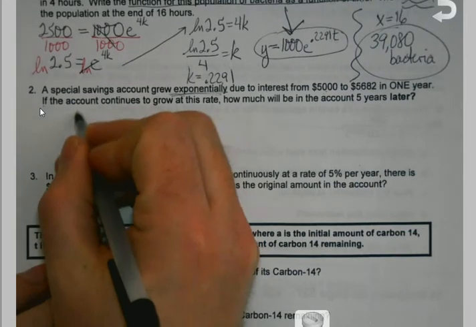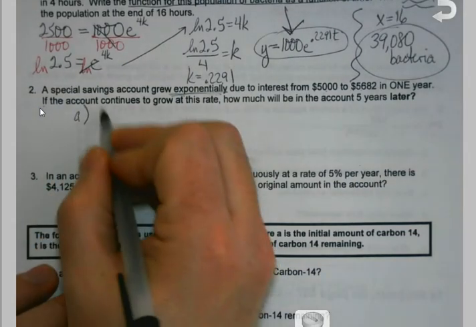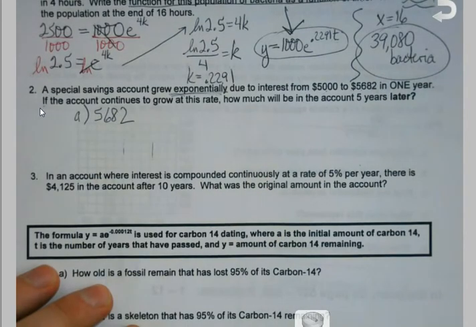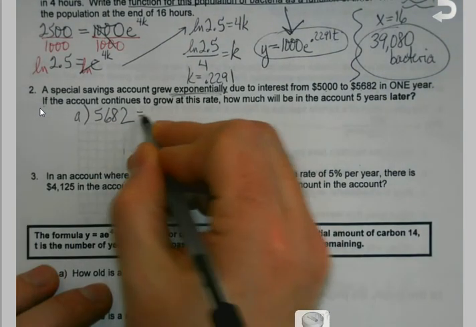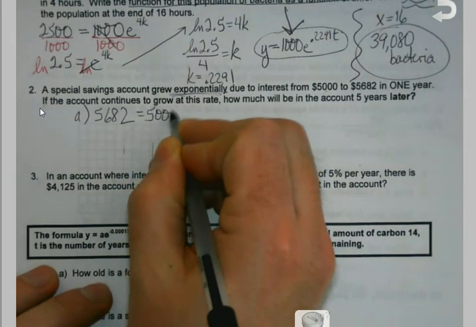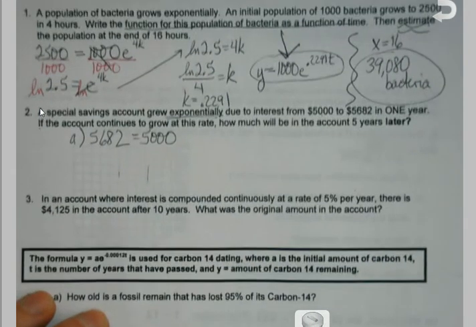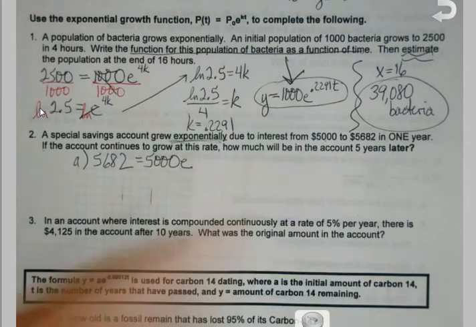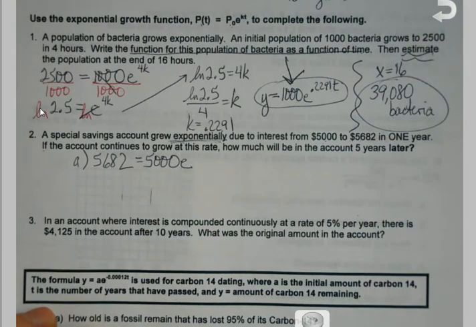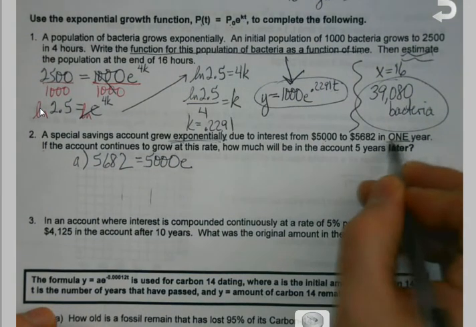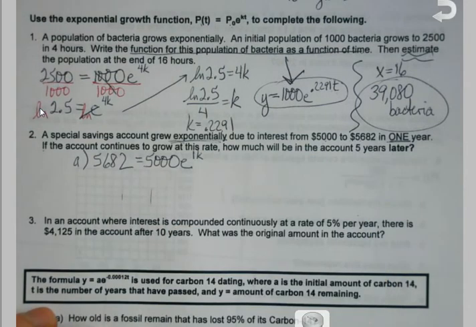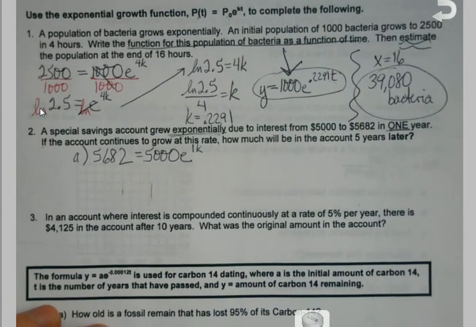So, let's break this up into parts here. At the end of the 1 year, it's 5,682. My initial is 5,000. So I'm still just following this guy. e won't change. I still don't know what k is, but I'm starting with 1k because my time is 1 year for this particular part of the example.